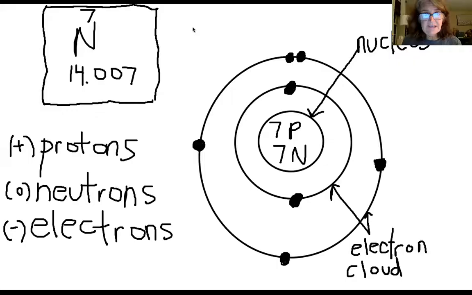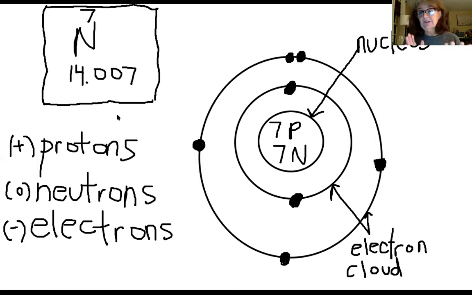Okay, first thing I want to do is take you to the whiteboard. This whiteboard is to show you how to draw an atom and the different parts of an atom and where they go and how to decide how many there are of each different part of the atom. So if I could just draw your attention to nitrogen here. Nitrogen's symbol is N. Its atomic number is 7 and its atomic mass is 14.007.